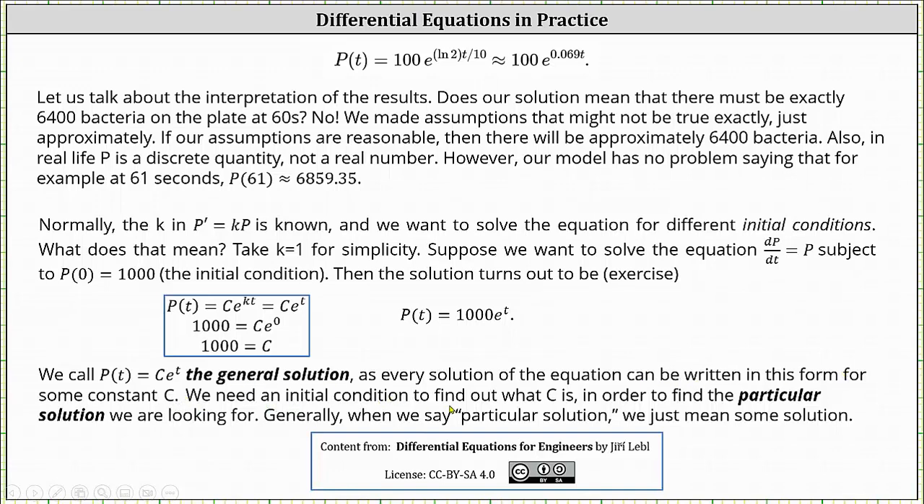We need an initial condition to find out what c is in order to find the particular solution we are looking for. In this case, the particular solution is P of t equals 1,000 times e to the power of t. Generally, when we say particular solution, we just mean some solution.